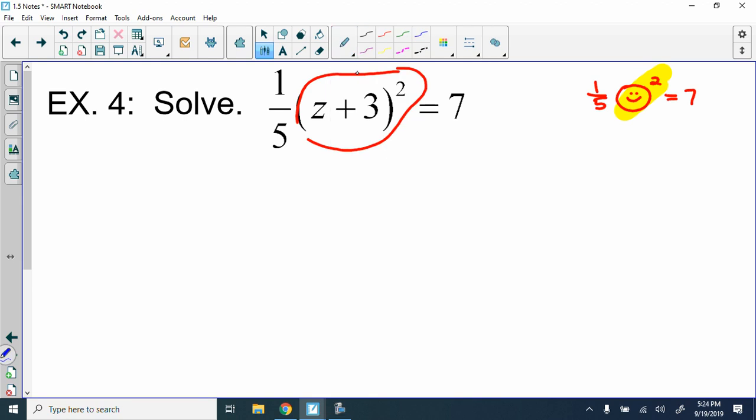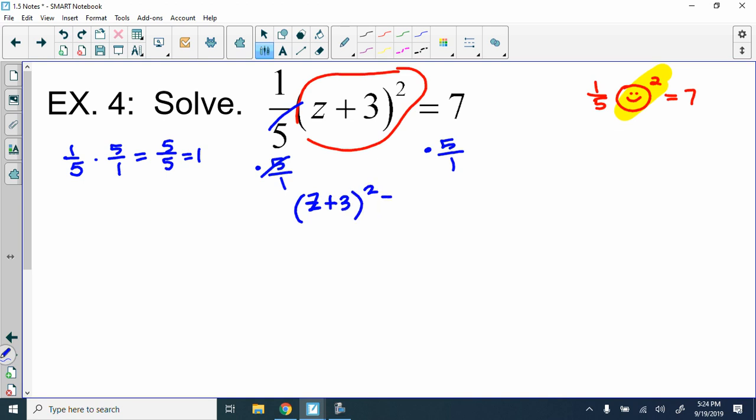So that's what we want to do instead. We want to multiply both sides by 5/1 because that's the reciprocal. Again, if you multiply or divide by 1/5 with parentheses or using your fraction button, you're going to be fine. The idea is that 1/5 times 5/1, if you multiply straight across, would give you 5/5, which is 1. So these cancel. We're left with (z plus 3) quantity squared, and then 7 times 5 is 35, divided by 1 stays 35.